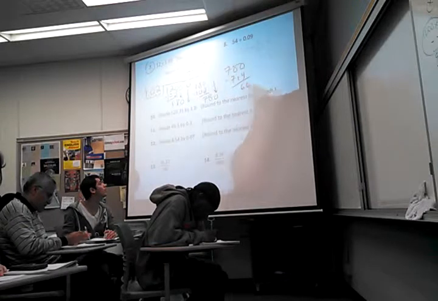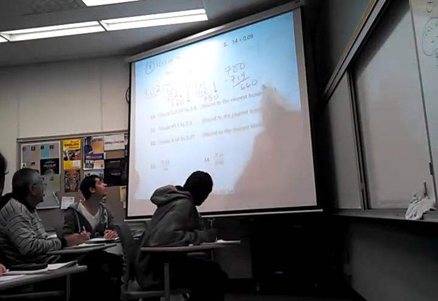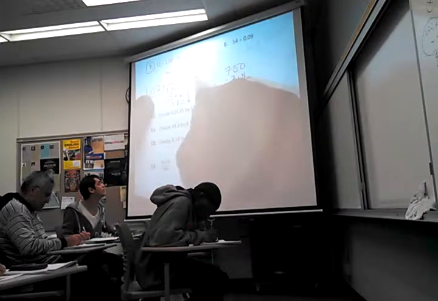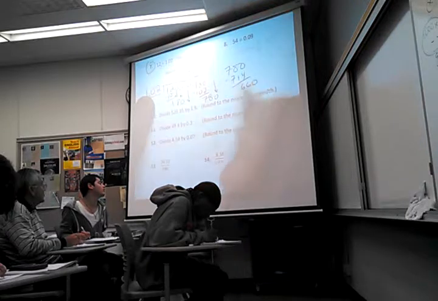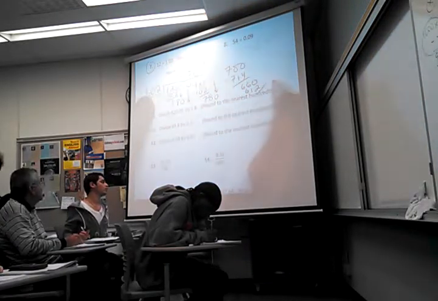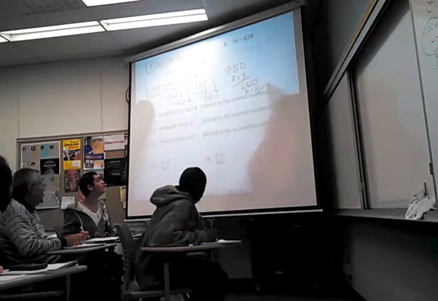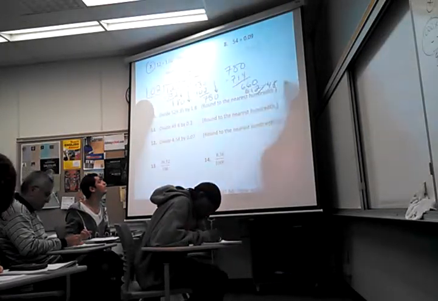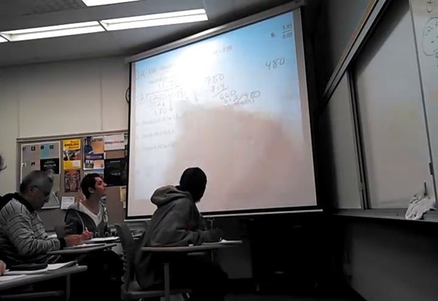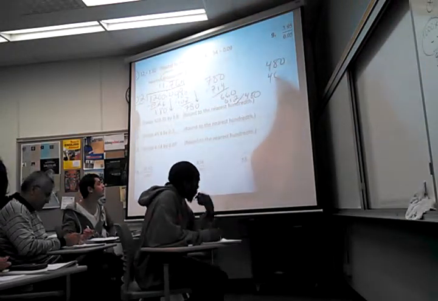You get 66. Then you got to bring down a 0. 102 goes into 660 6 times. 6 times 102 is 612. 660 minus 612 is 48. Bring down a 0. 102 goes into 480 4 times. 4 times 102 is 408, right?